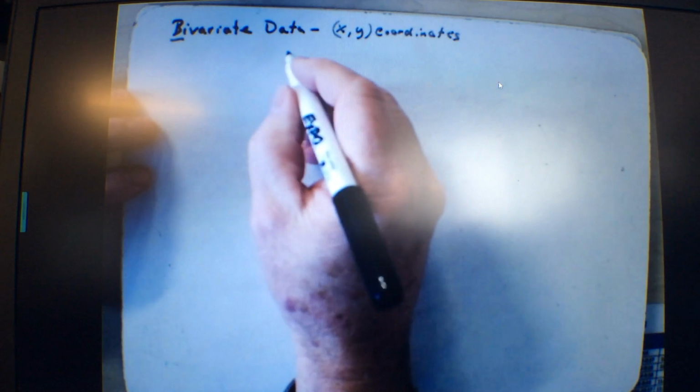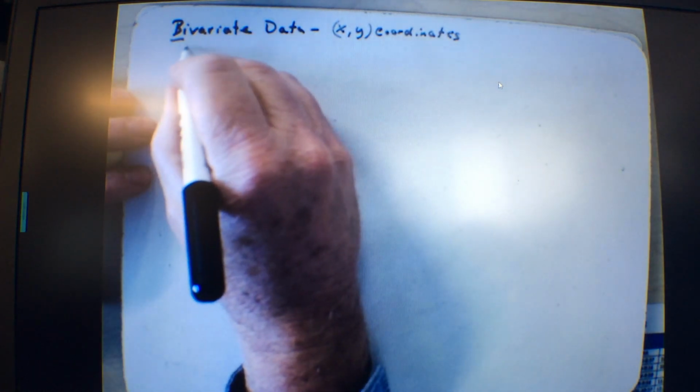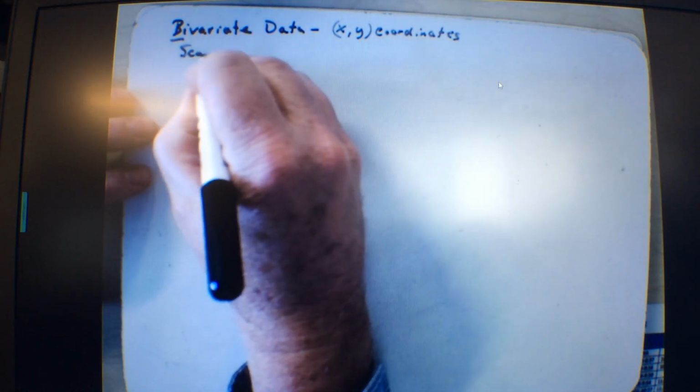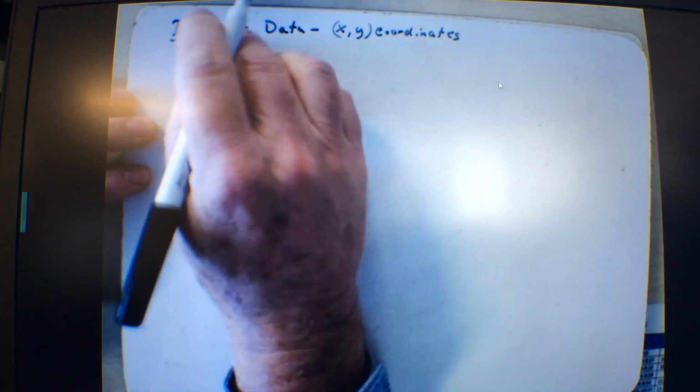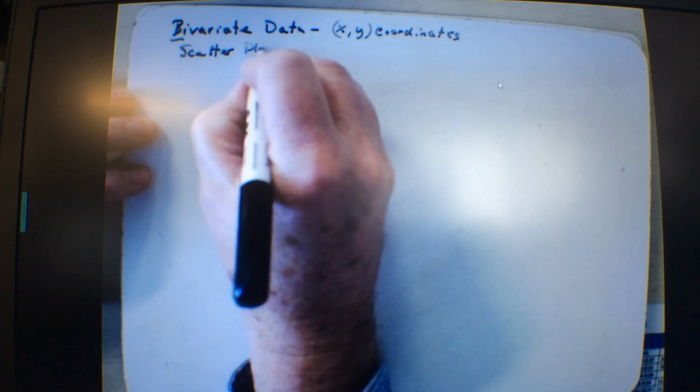And what we're going to do is we're going to graph data in what we call a scatter plot form. A scatter plot form. Can you read that?